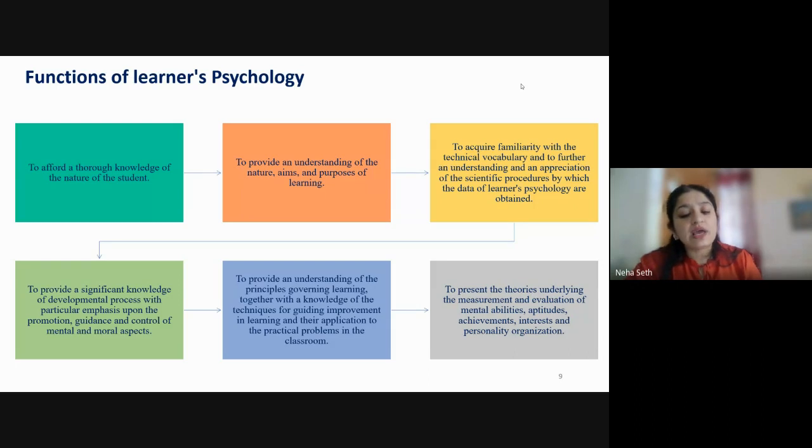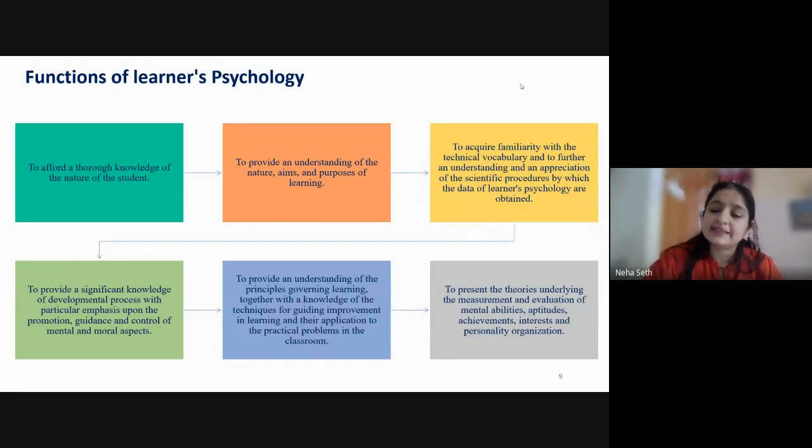It also helps us to provide an understanding of the principles governing learning, together with the knowledge of techniques for improvement in learning and their application to practical problems in the classroom. So we can give them, as I mentioned earlier, some problem, and we can ask them to react. This is how we as teachers also understand their psychology, how our students react to one particular situation. Next time we can plan better if we are able to understand these things.